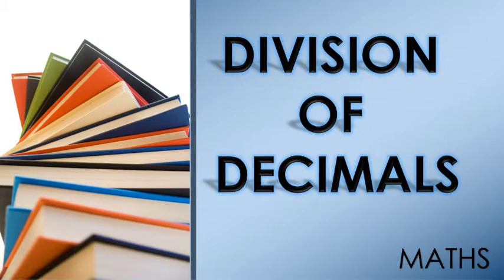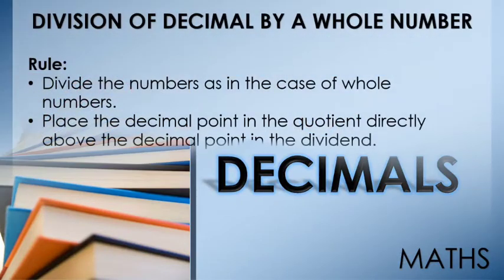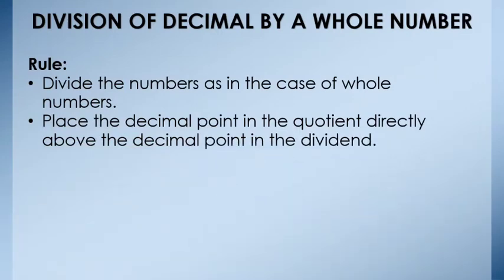In today's class, we will do division of decimals. If we have to divide a decimal by a whole number, we will follow the given steps. Divide the number as in the case of whole numbers. So, we have to divide the given numbers just like we do division of whole numbers. Place the decimal point in the quotient directly above the decimal point in the dividend. So, just above the decimal point given in the dividend, we will place the decimal point in the quotient.